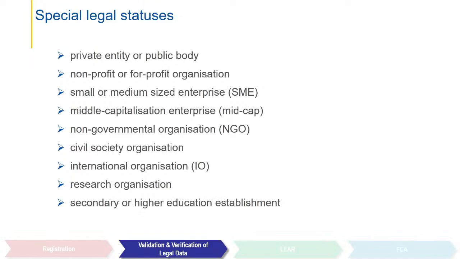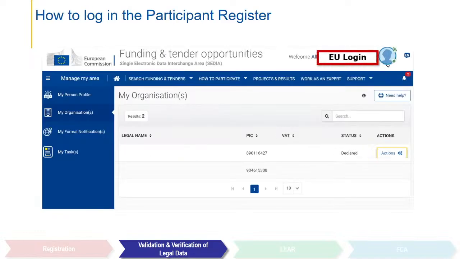these are a few additional special legal statuses that you see. We already mentioned some of them, but there is also whether you're a non-governmental organization, civil society organization, international organization, or research organization. Some of these statuses are self-declared, and for some of them we require proof in the legal documents. For example, for a non-profit, often the statutes of the entity define whether it distributes profit or not.